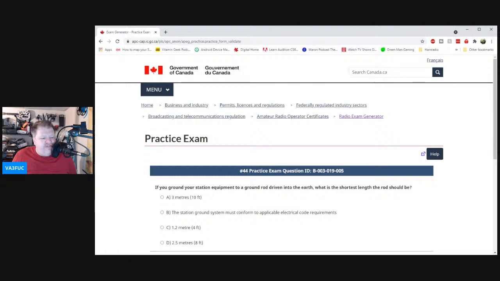If you ground your station equipment to a ground rod driven into the earth, what is the shortest length of the rod to be? Oh, crap. 3 meters, 10 feet. 1.2 meters, 4 feet. 2.5, 8 feet.